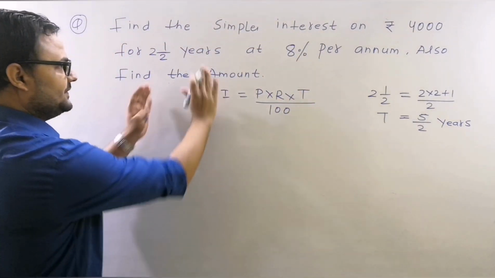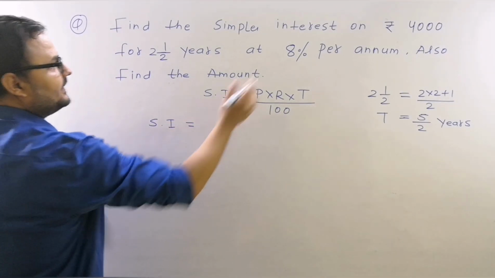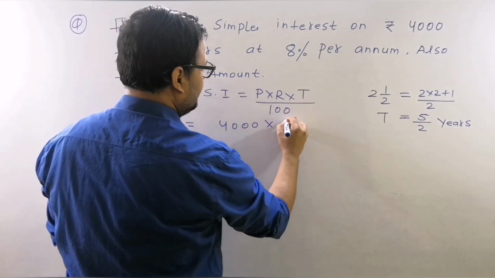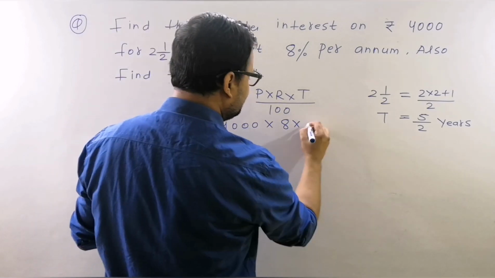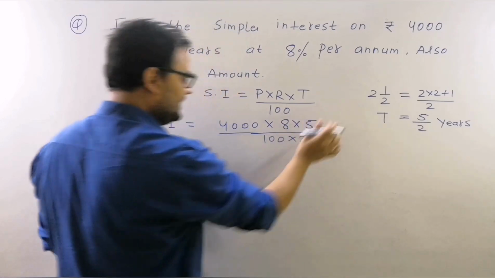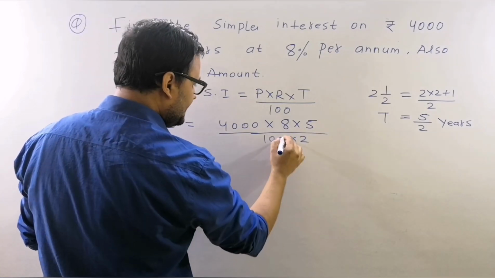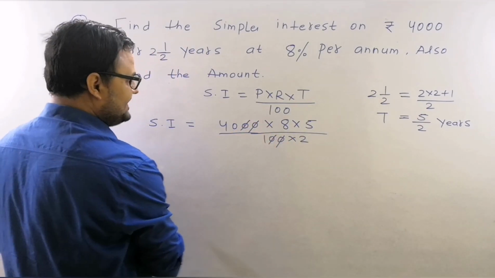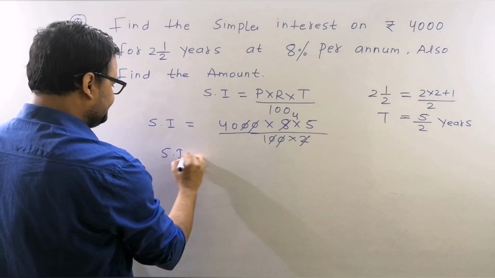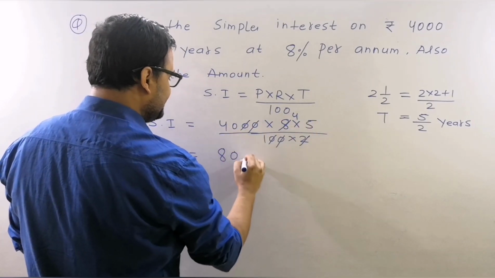Now again use everything whatever is given. Then SI equals P, that is 4,000, into rate 8. Now time we got 5/2. So 5 and 2 will come down with 100. This is the way we are going to do it when it is given in a fraction. So 5/2. Now 2 zeros got cancelled and 2 twos are 4. So we got SI: 4 into 4 is 16, 16 fives are 80, and one 0, 800.